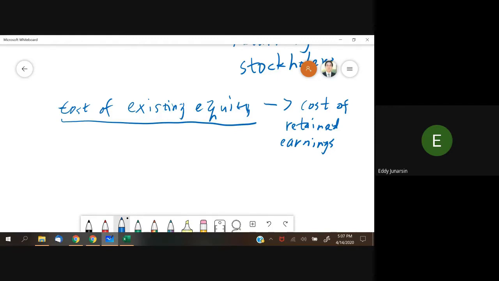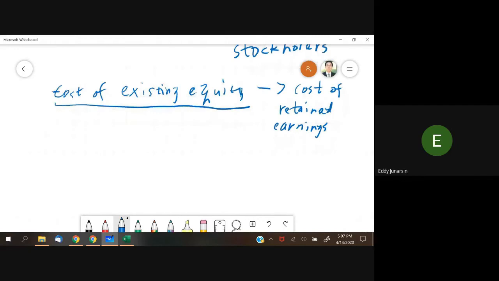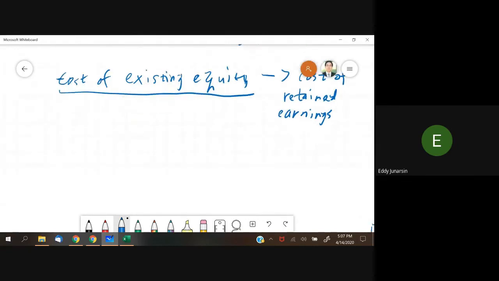Okay, so you get it right now. The retained earnings that we are using are not free, right? Because they're provided by people who want or require something in return, right? Cost of retained earnings or the cost of existing equity. Okay, so this also has some approaches, right?